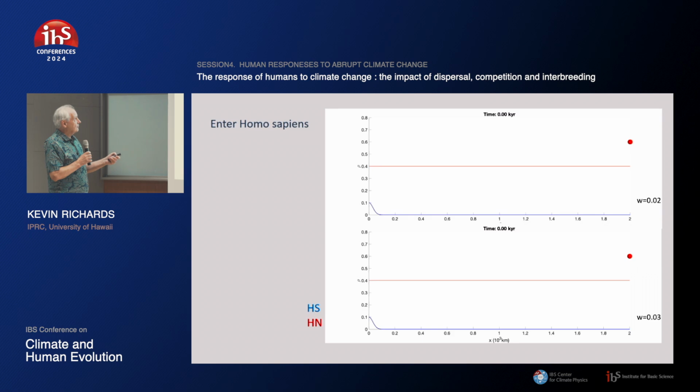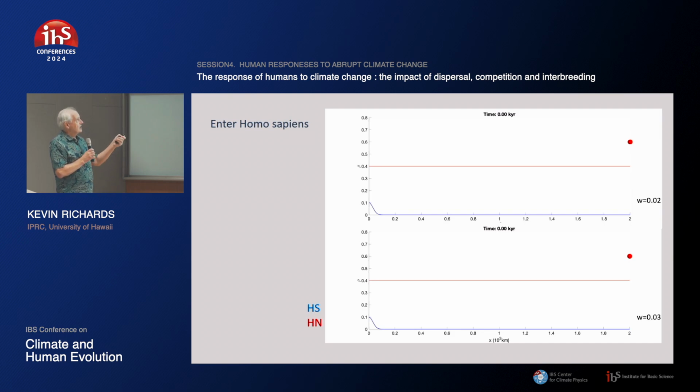So we're going to start off with, here the red line gives us the population of Neanderthals. The blue line gives us the population of Homo sapiens. Before the Homo sapiens arrive, the Neanderthals are happy and living at a given density across the width of this domain.